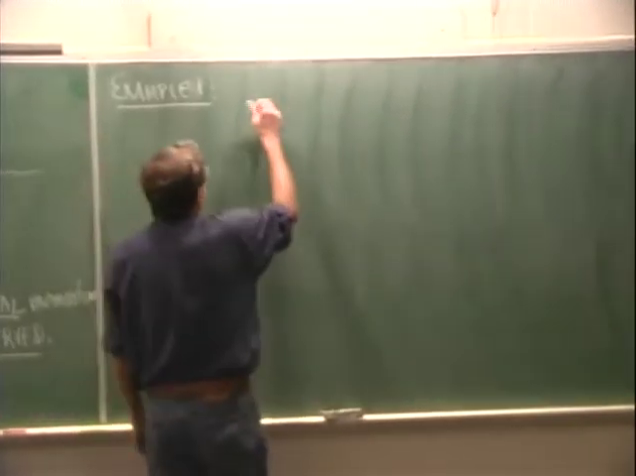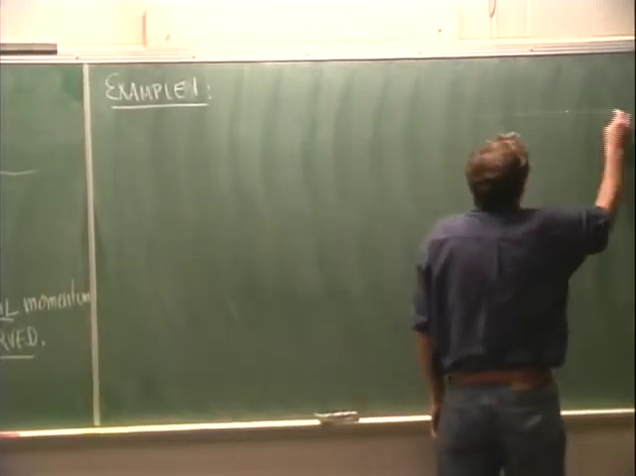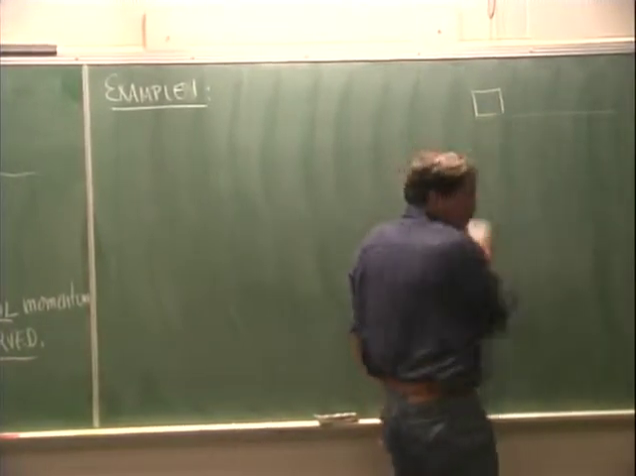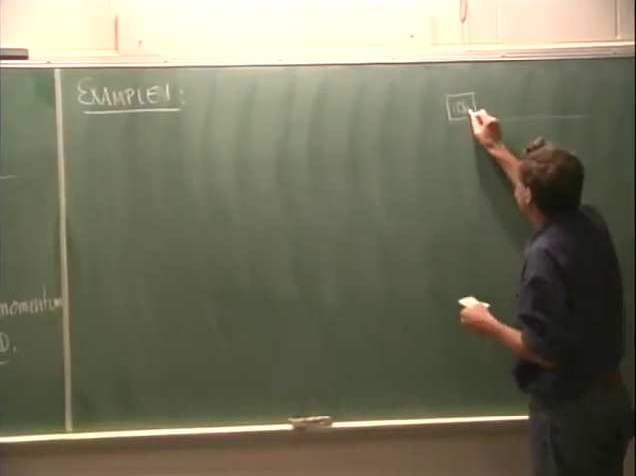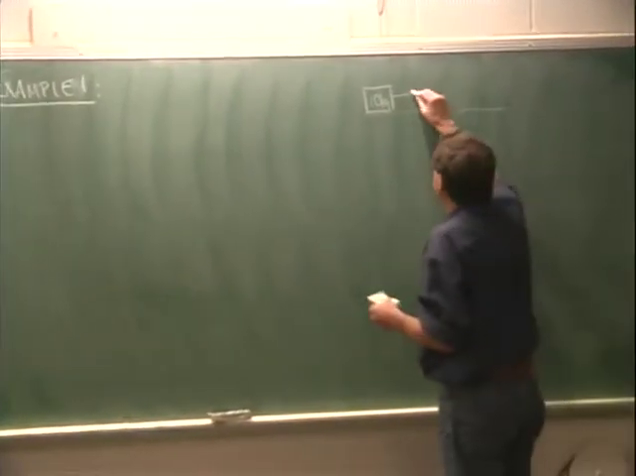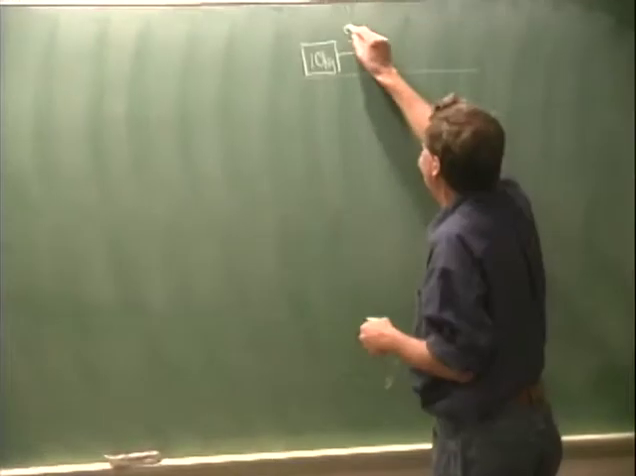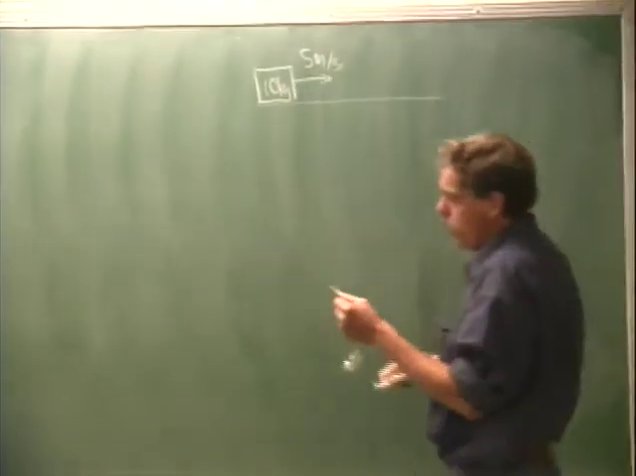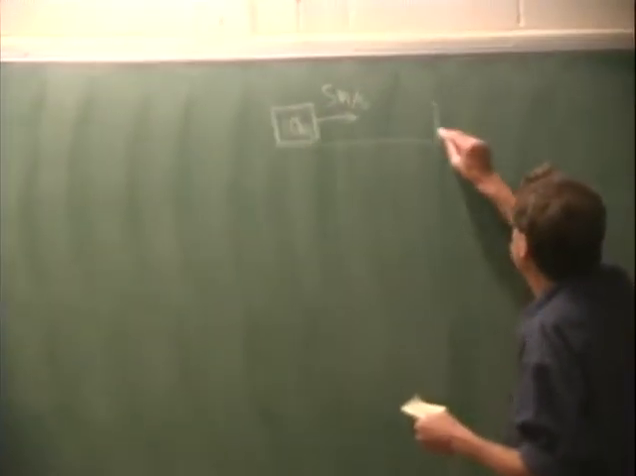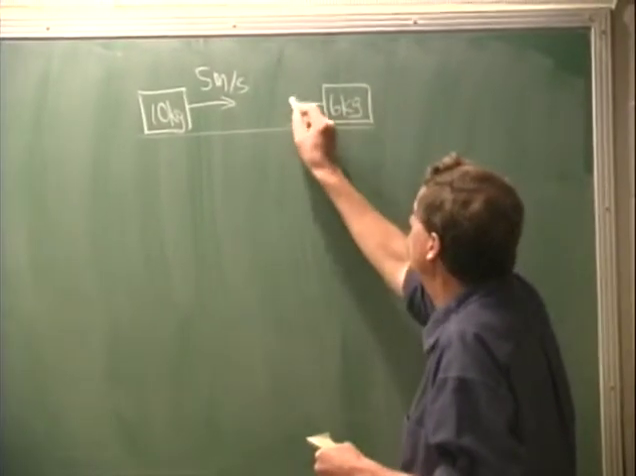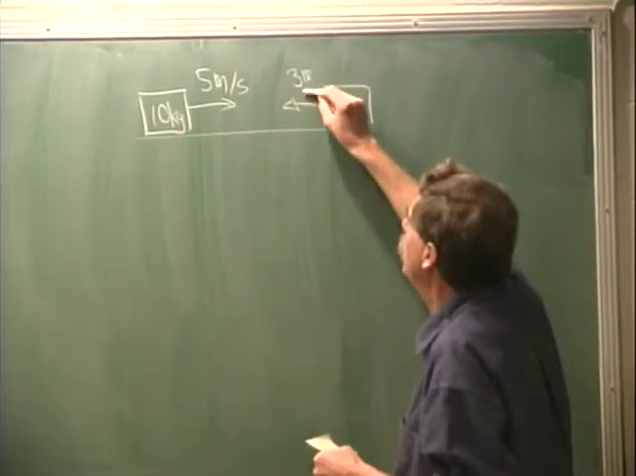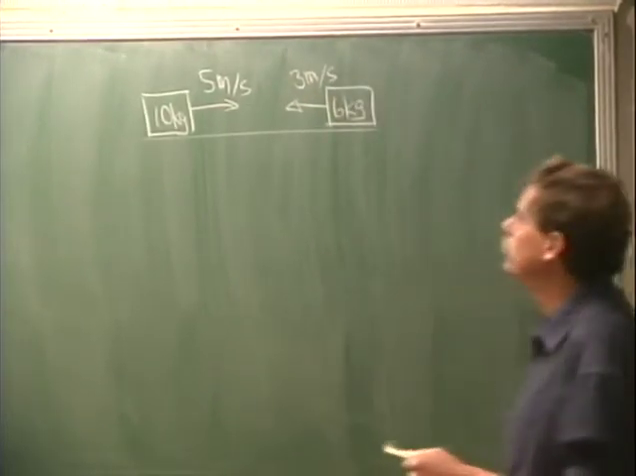Suppose that I've got two carts on the air track, and here they are, and I'm going to stick in some sensible numbers so I don't get bogged down in arithmetic. This is a 10 kilogram cart. That's one hell of a heavy cart, but forget about it, it's a nice number. The 10 kilogram cart is going along at 5 meters per second, when it encounters another cart, which is 6 kilograms, and it's going the other direction at 3 meters per second.